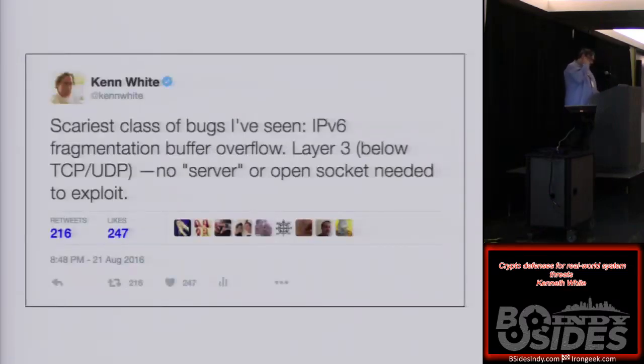So this was the scariest bug I've ever seen. There was an IPv6 fragmentation buffer overflow. You need not be presenting services. You didn't have to have a web server or a mail server or an SSH port. You just had to be on the network and accepting frames. And you could be owned remotely. Like layer 3. What? That's crazy.